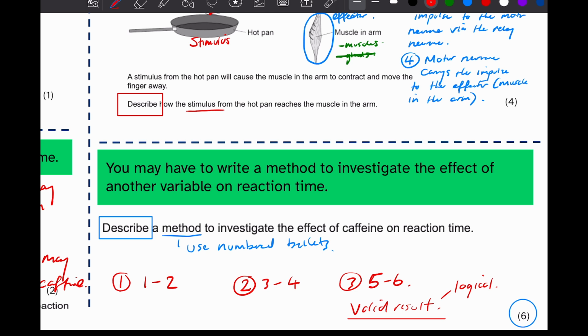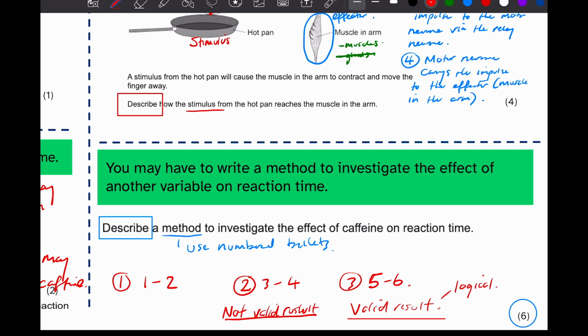If you have got logical steps and you've mentioned most of the information, but you wouldn't necessarily get a valid result because you missed something, it's going to cap your answer into the 3 to 4 marks. So 3 to 4 marks is what most people normally get. They remember quite a lot about the practical and they do a decent description, but what happens is, they normally just write a big chunk of text and it's really hard to discern what happens before what.